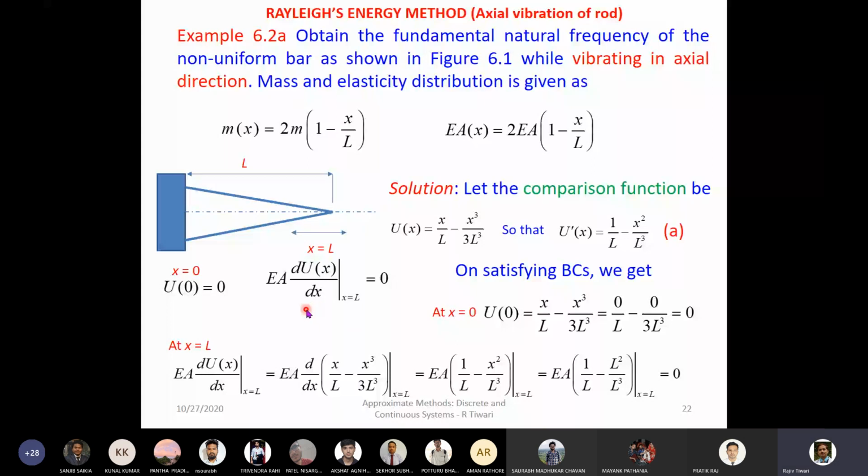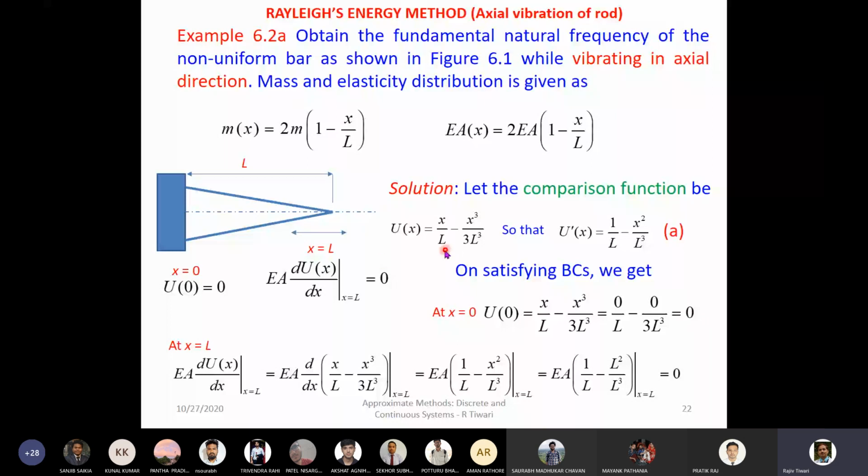Now, if we choose this function, x by L minus x cubed by 3L cube, we'll check whether it satisfies the boundary conditions. For x equal to 0, this particular function satisfies it easily. There is no issue regarding the boundary condition at the fixed end. Automatically, if you put x equal to 0 at the fixed end, u of x becomes 0. So it is satisfying the boundary condition here.